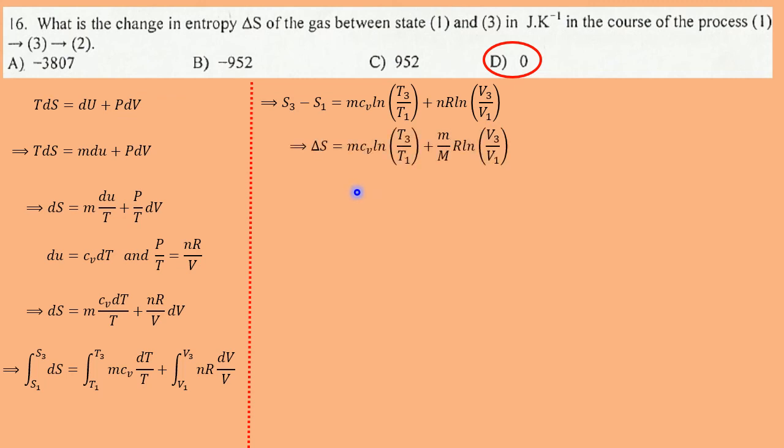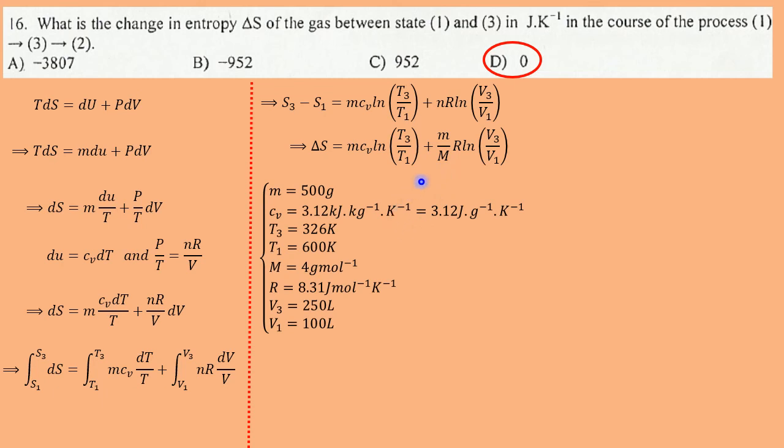Now at this point, we'll substitute for the number of moles. We can remember that the number of moles is given by small m on capital M. So with that, we can simply extract the parameters from all the information given to us to substitute in the equation and get delta S, which is simply S3 minus S1. So that's what we have to get.